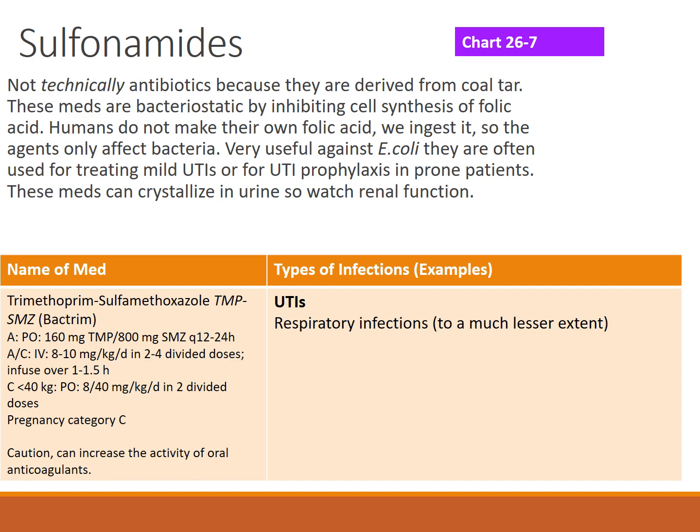You have to be careful. These can crystallize in urine, so you're going to watch their urine function. The common one here is trimethoprim sulfamethoxazole, or Bactrim. Bactrim's a really common UTI medication, which is why it's in bold. It's almost exclusively given for that, though it can be administered for some respiratory infections. But we have much better agents for that.